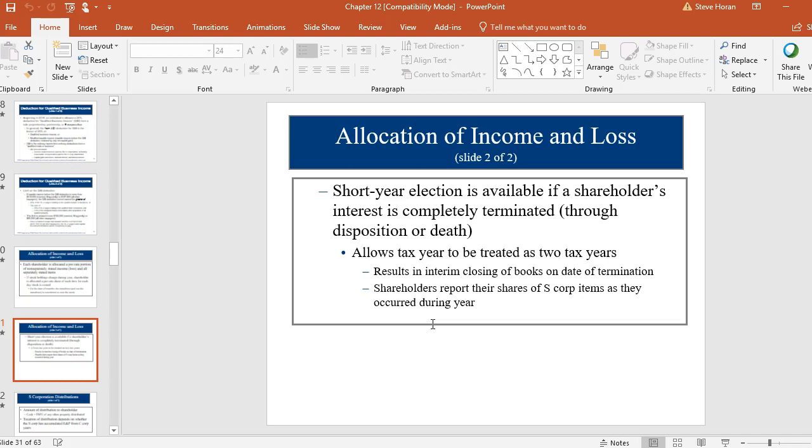And then we have what's called a short year election. It's on page 14. It is available if a shareholder's interest is completely terminated through disposition or death. So just be aware of that.